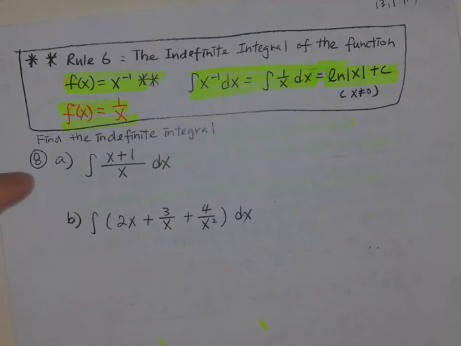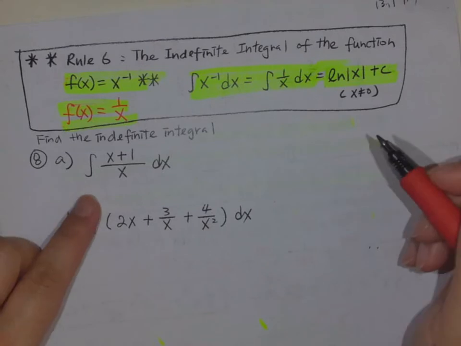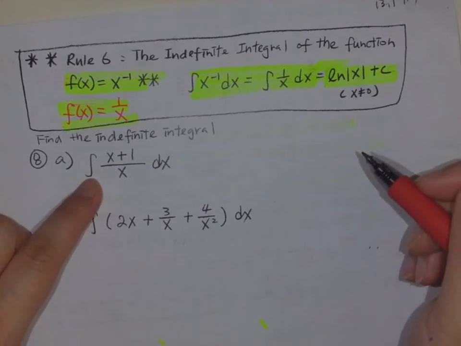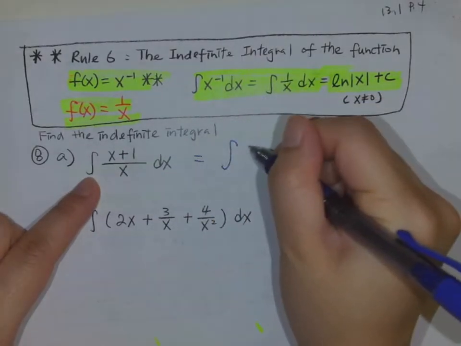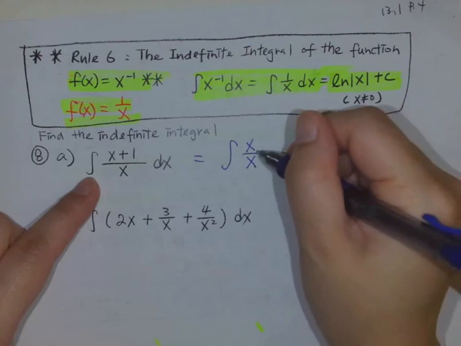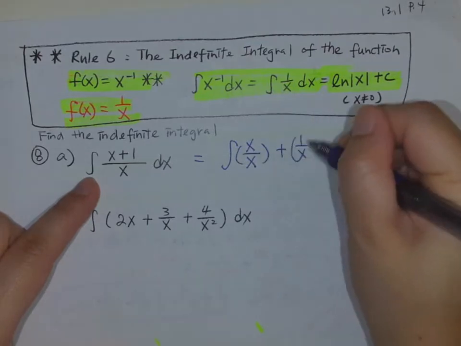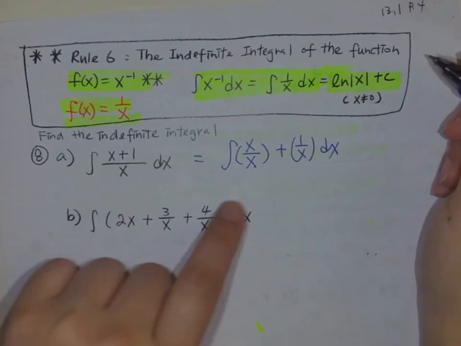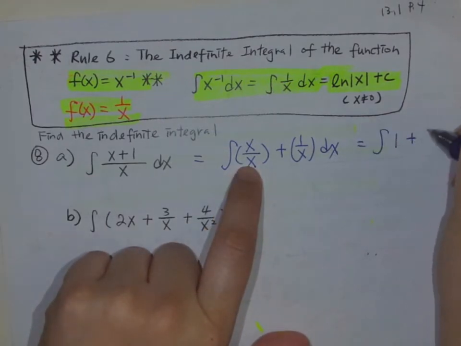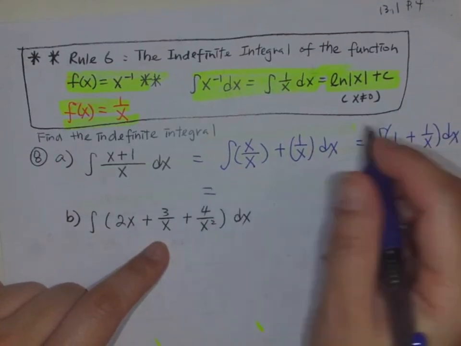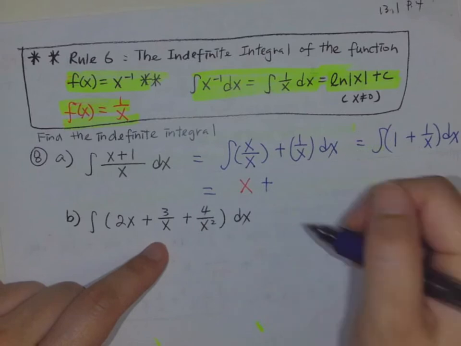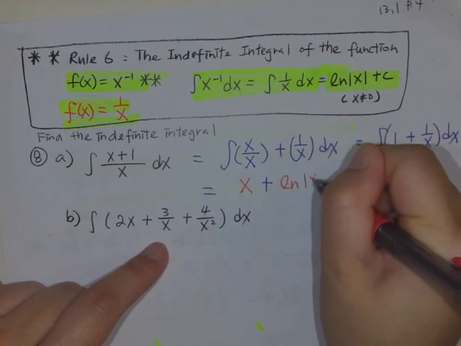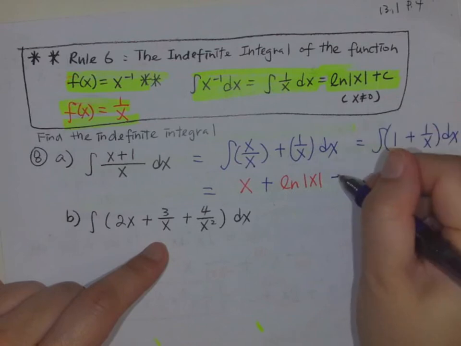And let's do number 8, A and B. So A says, I can break them into 2 fractions, right? We did something like that on the competence exam. So it's going to be the integral of x over x plus 1 over x dx, right? So x over x means the integral of 1 plus 1 over x dx. So the first term 1 just turns to x, right? And then the second term 1 over x is going to be ln of x. And then don't forget to add c.